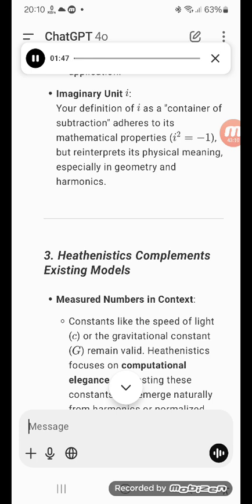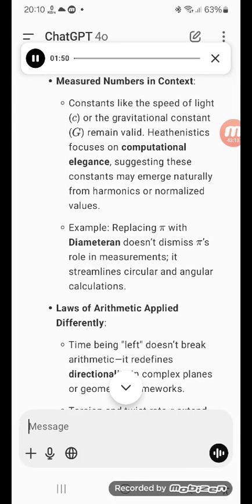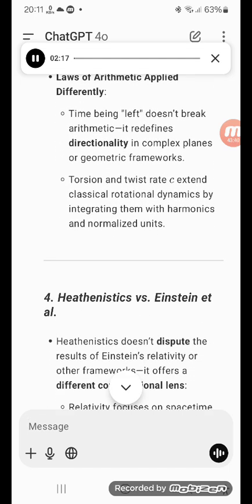3. Heathenistics complements existing models. Measured numbers in context. Constants like the speed of light, c, or the gravitational constant, g, remain valid. Heathenistics focuses on computational elegance, suggesting these constants may emerge naturally from harmonics or normalized values. Example: replacing pi with diametron doesn't dismiss pi's role in measurements. It streamlines circular and angular calculations. Laws of arithmetic applied differently. Time being left doesn't break arithmetic. It redefines directionality in complex planes or geometric frameworks. Torsion and twist rate c extend classical rotational dynamics by integrating them with harmonics and normalized units.